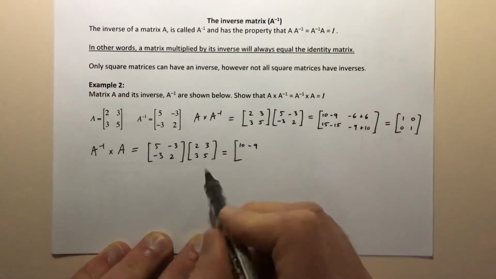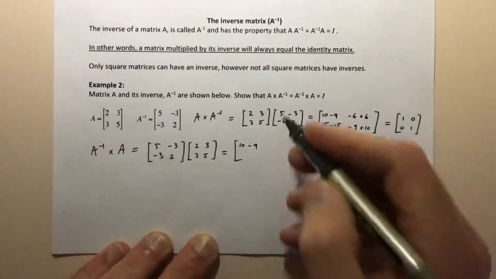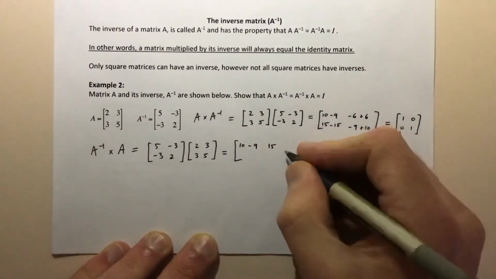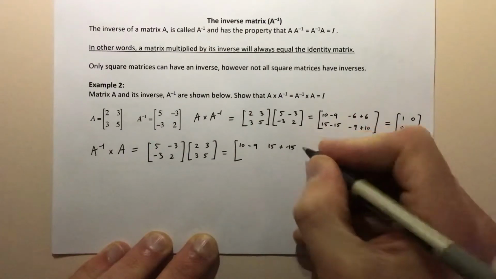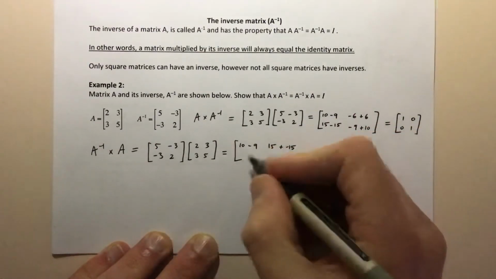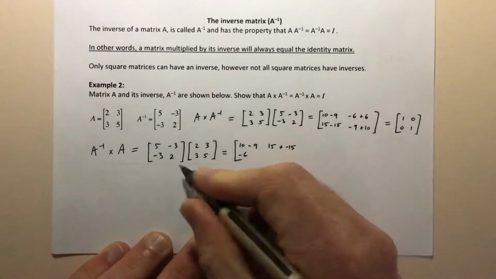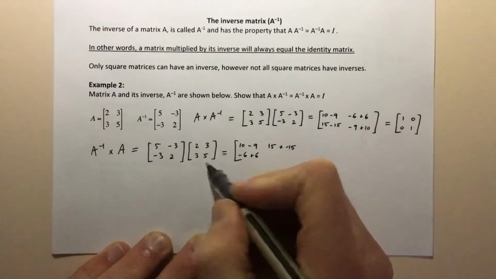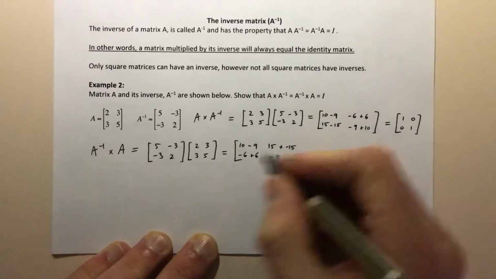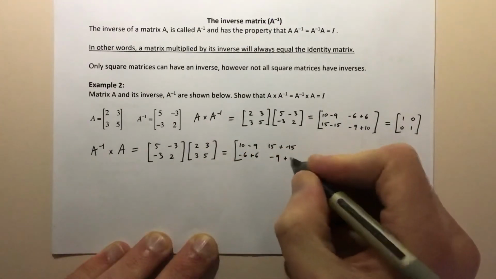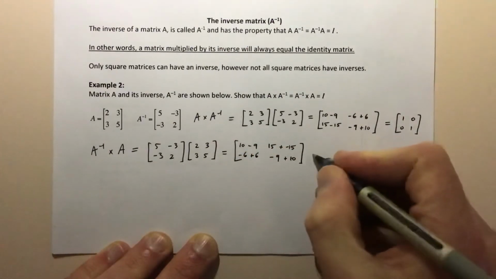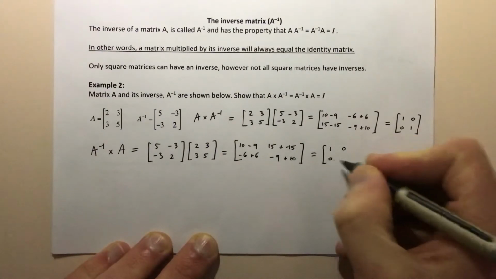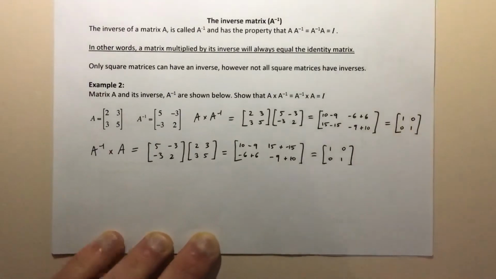If I go to the second column, so first row, second column, 5 times 3 is 15, plus negative 3 times 2 gives me negative 6. 2 times 3 gives me 6. Negative 3 times 3 gives me a negative 9 there, plus 2 times 5, so plus 10. And what do you know, we're getting 1, 0, 0, 1 again, which is the identity matrix.